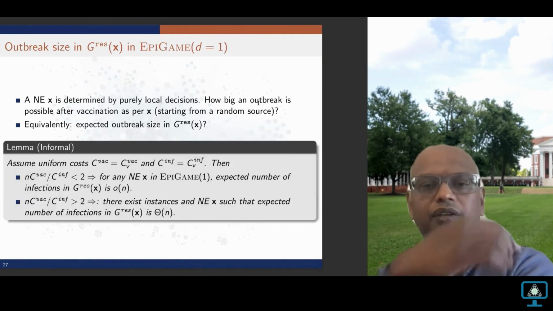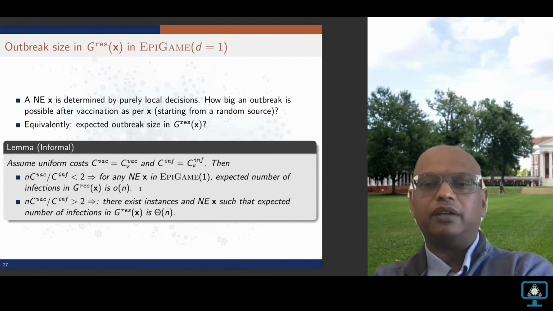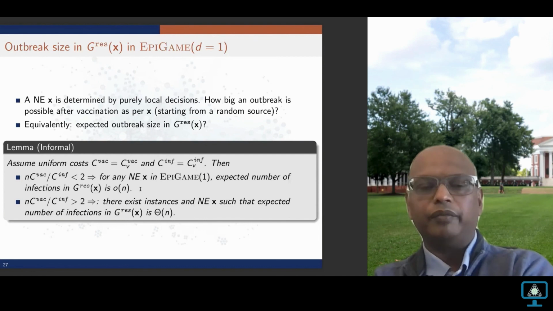What we can show is that in this D equals 1 case, there is this nice dichotomy. So if you look at this parameter, n times the vaccination cost over the infection cost, if it is strictly less than 2, then the number of infections in this residual graph is small. But when it is larger than 2, there exist instances where it can be large.